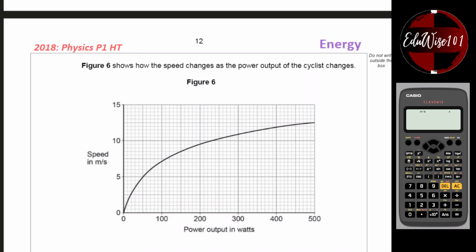Next question, or question 4.2. Figure 6 shows how the speed changes as the power output of the cyclist changes. So you can see that the speed in meters per second goes from 0 to 15, but the graph line goes up to about 12 and a half. The power output is from 0 to 500.